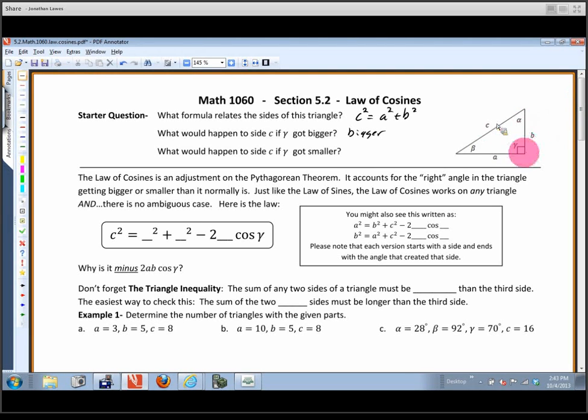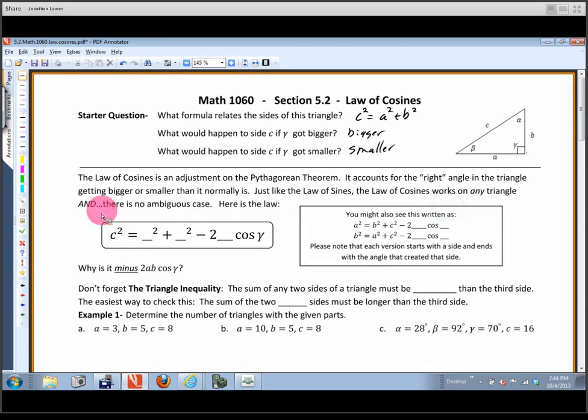And what would happen if it got smaller? So let's take angle gamma and make it a little bit smaller. And of course, side C gets smaller. Well, the nice thing about that idea, and it's a pretty simple thing to understand, is that if we take that right angle and make it bigger or smaller, it's going to change the size of what used to be the hypotenuse. Well, the law of cosines is just an adjustment on the Pythagorean theorem that takes that into account. It accounts for the right angle, or what used to be the right angle, getting bigger or smaller than it normally is.